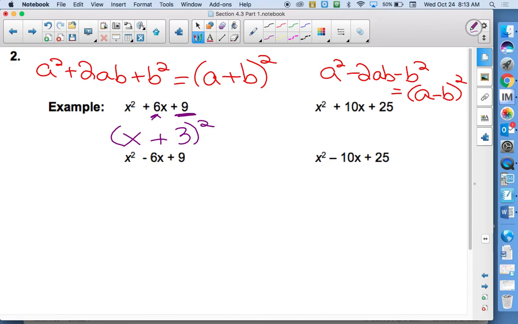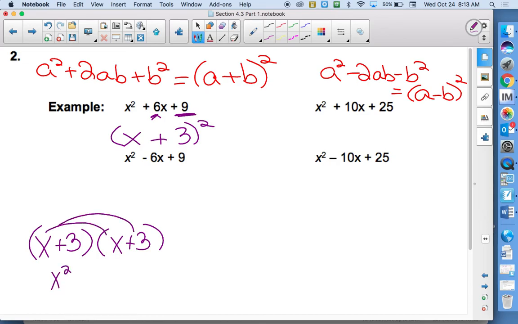That middle number is created after we FOIL it. So if I checked my work, I'll just check it down here. Since it's squared, it means there are 2 of them. That's what anything squared is. And when you FOIL 2 of them, you get x squared, 3x, and 3x. There's that doubled piece. There are 2 of them. That's how I get the 6x. And then plus 9.